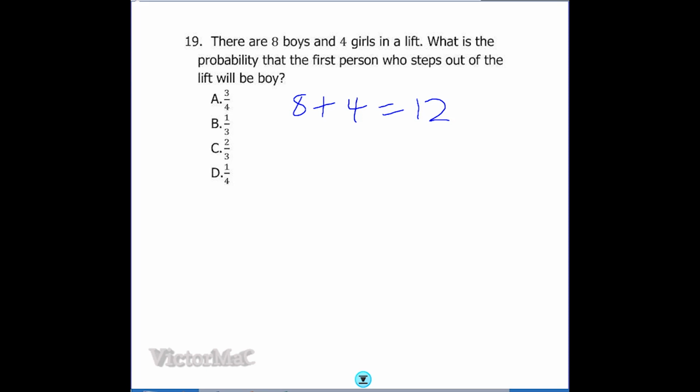We have 8. By the formula of probability, we know that it's always the number of required outcomes over the total possible outcomes, and this is the total possible outcome here. So for a person to step out of the lift and be a boy, it must be any of the 8 boys out of all the 12 individuals we have on the lift. So 4 into 8 is 2, and 4 into 12 is 3. So the correct option is option C, number 19.